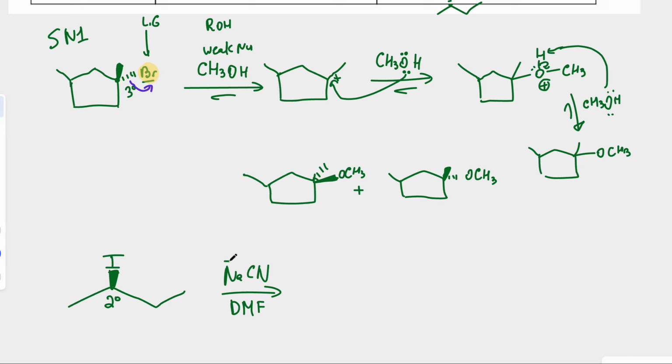Then this is Na plus, CN minus. Remember, whenever I see a Na, K, or Li, I'm going to give it a plus. The second one is a minus. This is a strong nucleophile. CN minus is a good nucleophile. It has a negative charge. Usually when we have a negative charge, it's a good nucleophile. Finally, I see DMF, and I know DMF is a polar aprotic solvent.